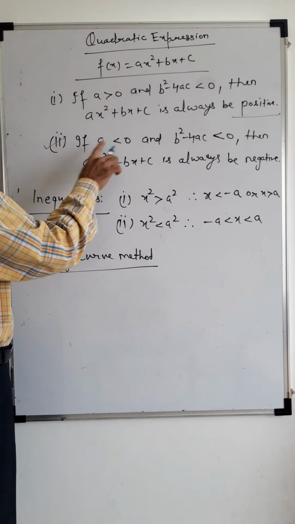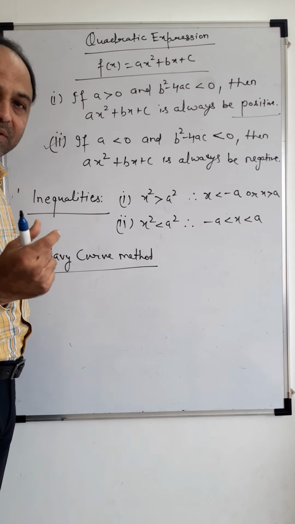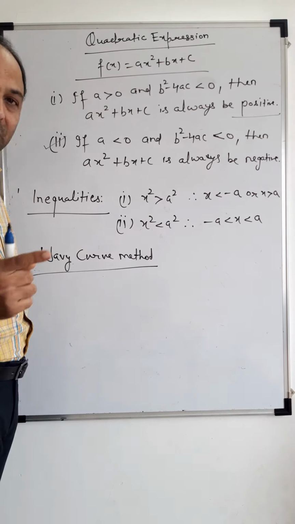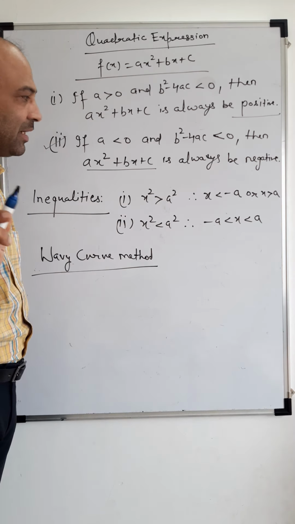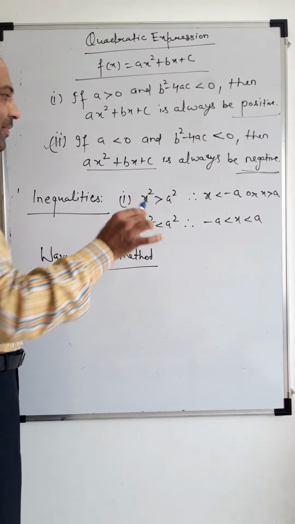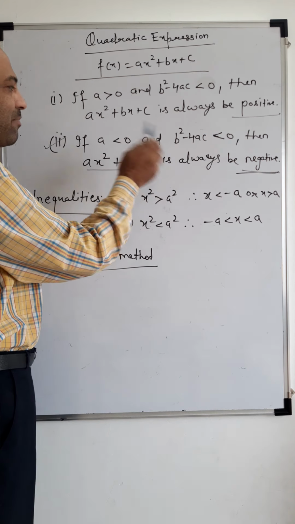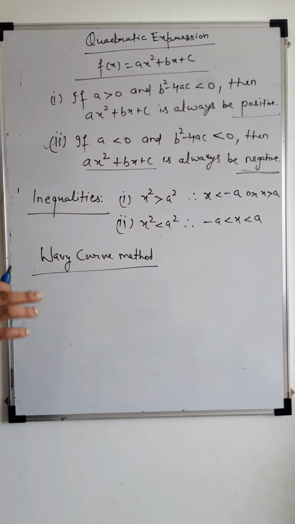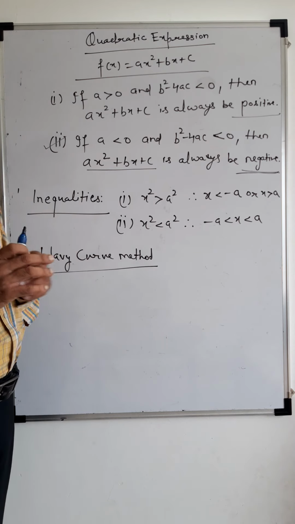Next point is, if a is less than 0, correct? a less than 0, the coefficient of x square which is less than 0, and D that is also less than 0, then the quadratic expression ax square plus bx plus c will always be negative. Or if f(x) is negative, less than 0, then by default a will be less than 0 and D also less than 0. Correct here? So these two statements you have to remember for quadratic expression.